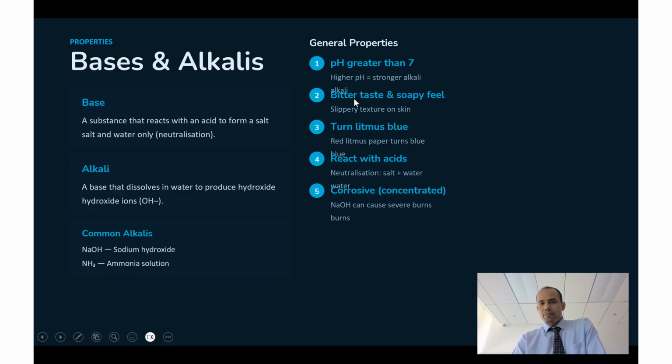What are their properties? They have a pH greater than 7. Their taste is bitter and they have a soapy feel. They turn litmus paper: red litmus paper turns blue. They react with acids in a neutralization reaction. Again, they are corrosive if they are concentrated. For example, NaOH can cause severe burns.